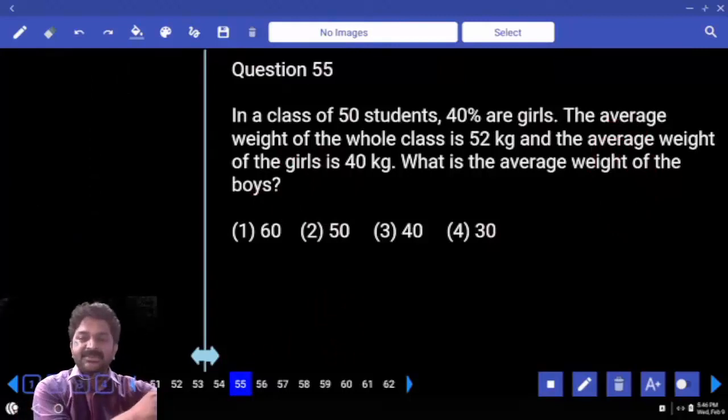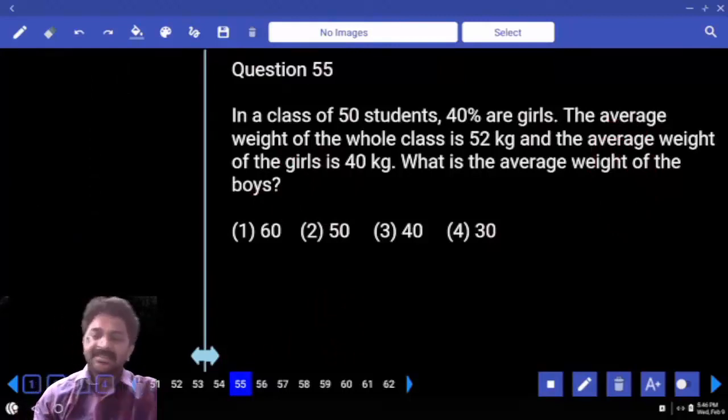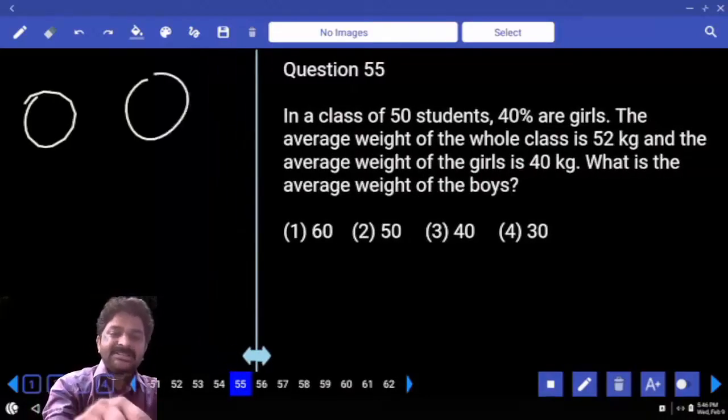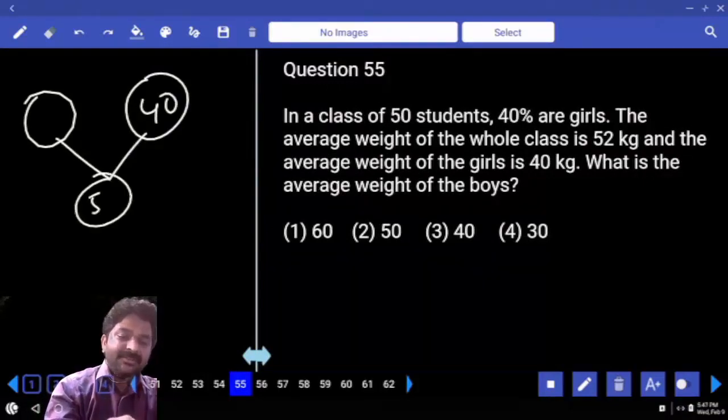In a class of 50 students, 40% are girls. Then the remaining 60% are boys. So the boys to girls ratio is 3:2. The average weight of the class is 52. The average weight of girls is 40. The boys' average we don't know. Girls' average is given as 40. Class average is mentioned as 52.